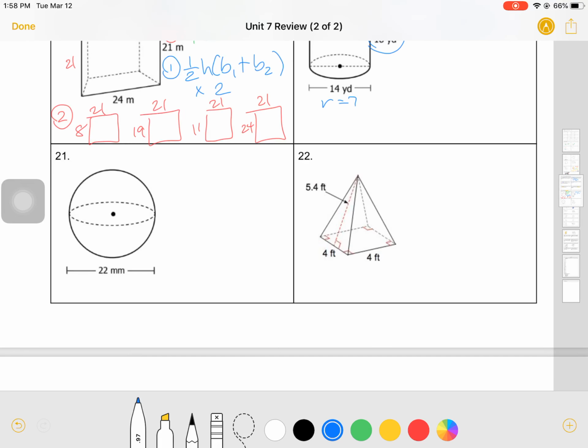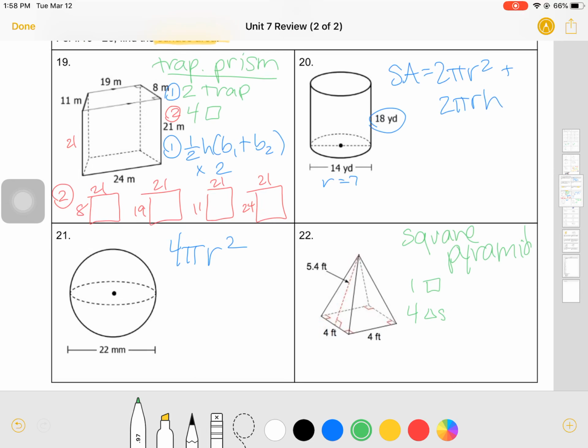On 21, this is a sphere, so this is 4 pi r squared. On 22, this is a square pyramid, which means you have 1 square and you have 4 triangles. So this will work very similarly to the trapezoidal prism, but now instead of finding a bunch of rectangles, we're finding a bunch of triangles.